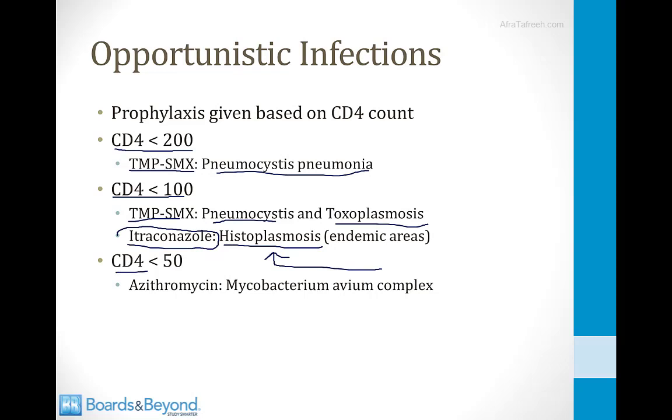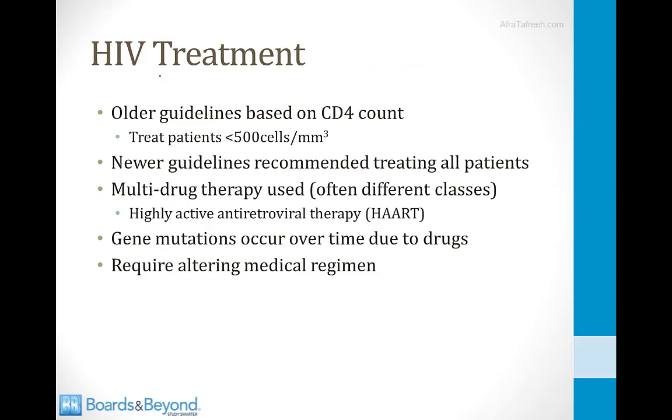When the CD4 count gets below 50, this is very low. These patients are at great risk of getting infected. At this point, we administer azithromycin, and that's because it lowers the risk of Mycobacterium avium. In another video, I talk about drugs that can be used to treat HIV infection, but let me just give you an overview here of how HIV treatment is generally done.